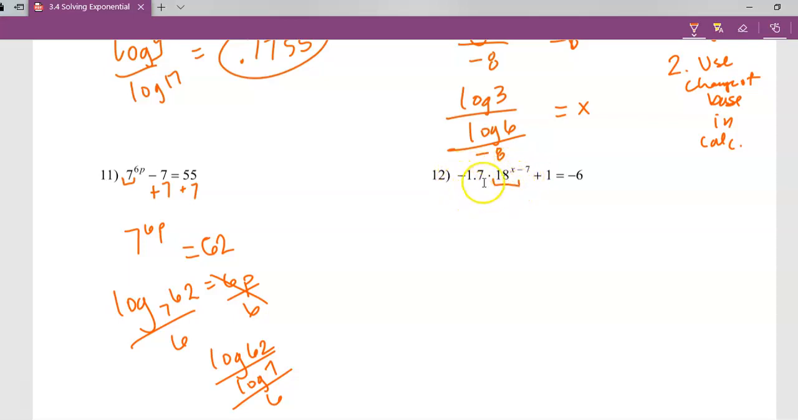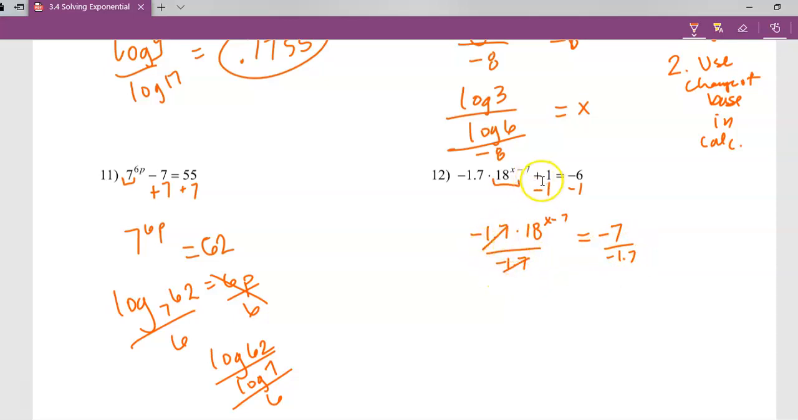Okay, on number 12, we need to get 18 to the x minus 7 all by itself. We have two different things happening. We have it multiplied by negative 1.7, and we have a plus 1 out here. I need to undo both of those. Just remember, you always undo plus or minuses before you undo times and divide. So we're going to subtract 1 from both sides first. So I've got negative 1.7 times 18 to the x minus 7 equals negative 7. Now I need to divide both sides by negative 1.7 to undo that.